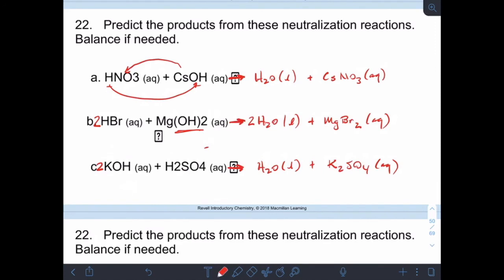That gives me 2 OHs and 2 hydrogens, so that's a total of 4 hydrogens now. So I need a 2 here to balance those. And that takes care of my 2 oxygens there on the right and the left. I have 1 sulfate on the right and left, so we are balanced.